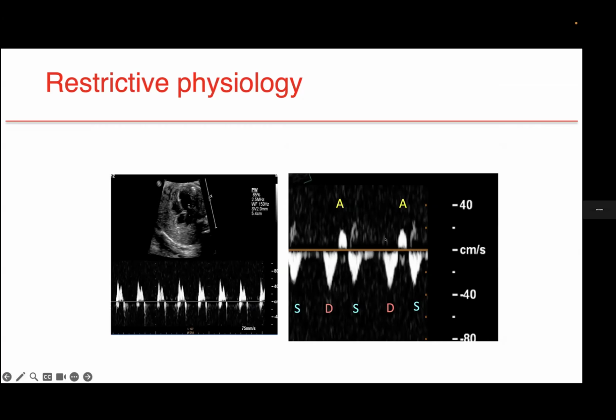You can see that the E wave is taller than the A wave, and there was a much taller A wave across the pulmonary vein, which suggests that there is a severely restrictive physiology of the left atrium and left ventricle, which would cause the intrauterine pulmonary edema.